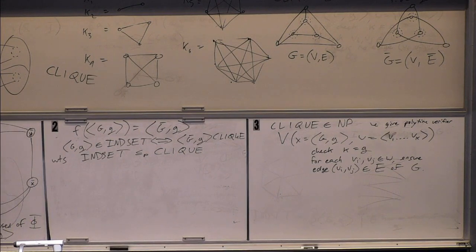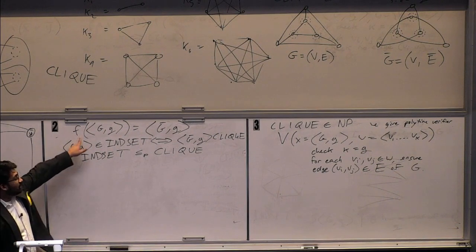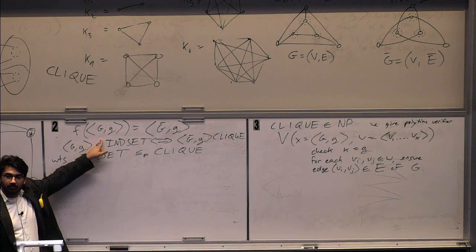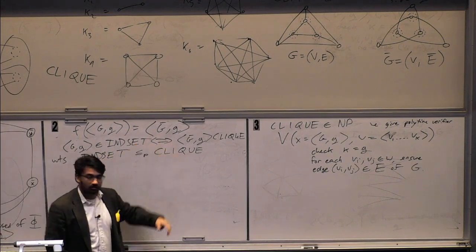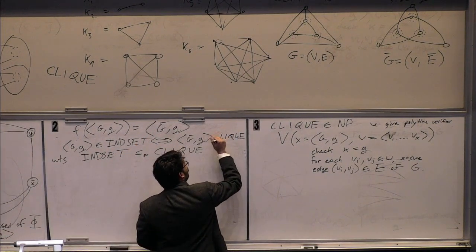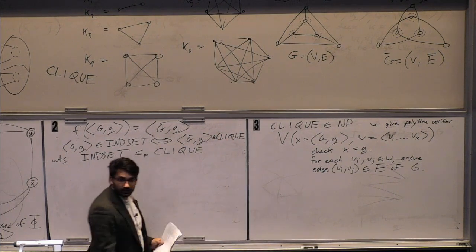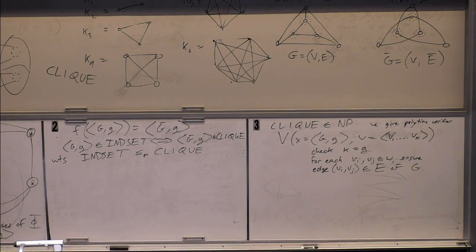That's easy. Why does the reduction take polynomial time? Flipping the edges takes E steps, right? Yes. This is the reduction. The reduction takes as input a problem from independent set. It's going to output a problem in clique.